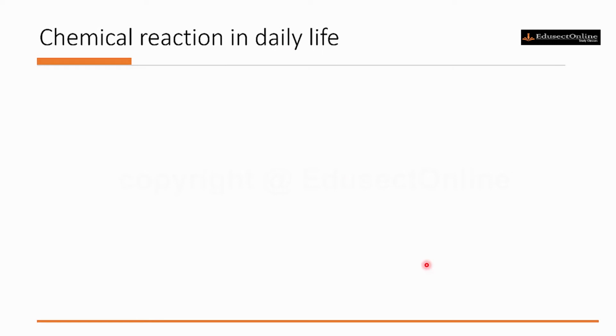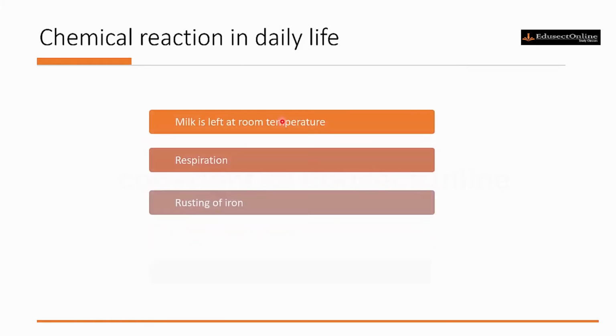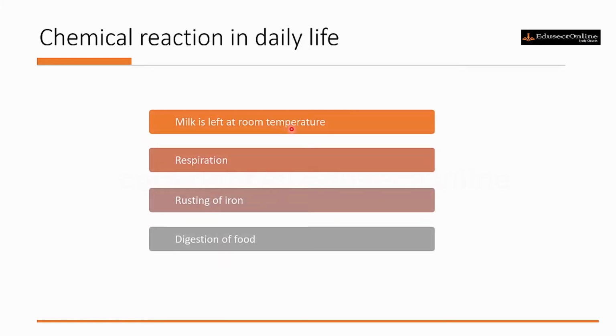Next, we will discuss some chemical reactions we can see in our daily life. One is milk left at room temperature. What happens when we keep milk at room temperature? It gets converted to curd. That means a chemical reaction happens there to convert milk to curd. The next is respiration. Respiration means breathing. That means we are inhaling oxygen and exhaling carbon dioxide. That's also a chemical reaction.